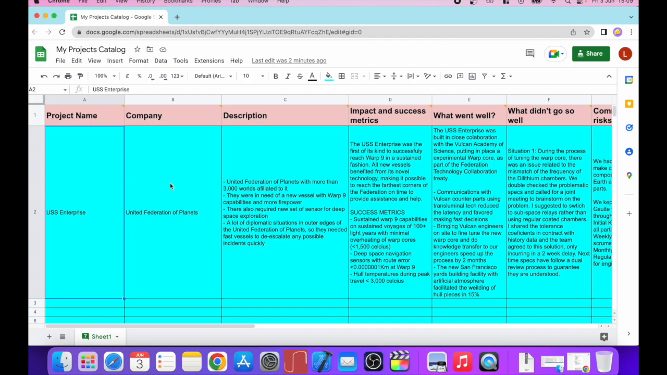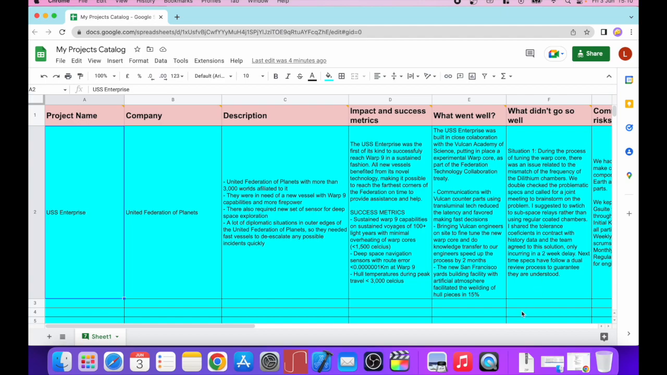Then the next part is what went well. So here you have different situations in which the project went really well. And then what didn't go so well. You can specify each one of the situations here, so you have them separate. Describe the context. Describe how you fixed it. And what was the final outcome and what did you learn from it.